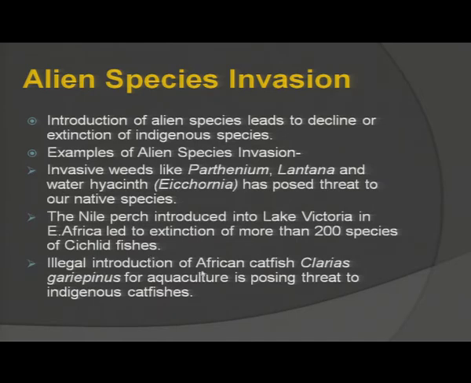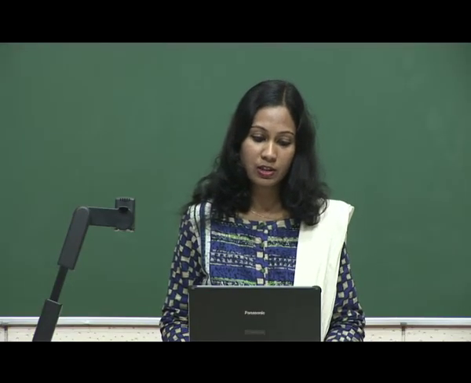Similarly, illegal introduction of African catfish Clarias gariepinus for aquaculture is also posing a threat to indigenous catfishes. The indigenous catfishes are again facing competition with the African catfish. The farmers prefer them because they grow rapidly and they are cheap. So, they are introducing them into their lakes and ponds illegally, and this is posing a threat to our indigenous catfishes. So, these are some examples of alien species invasion, and how it is leading to loss of biodiversity.